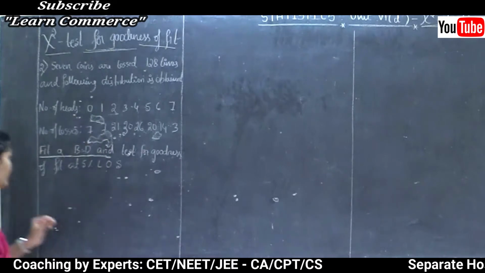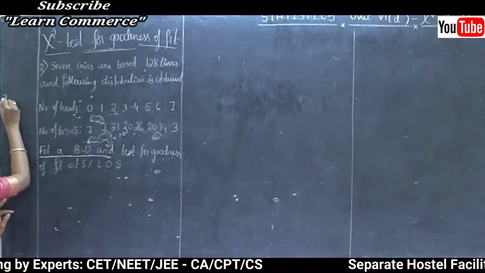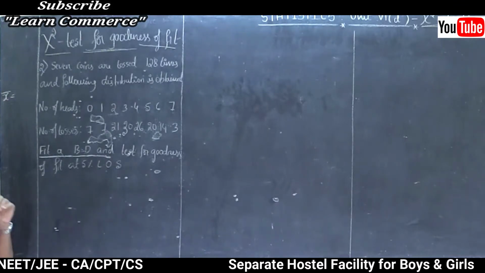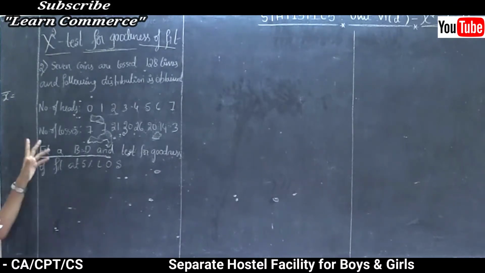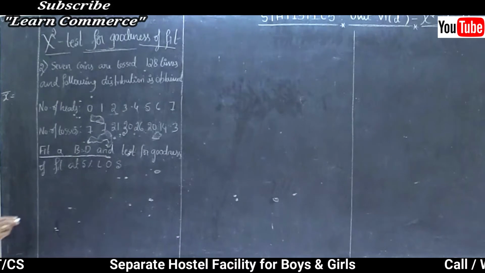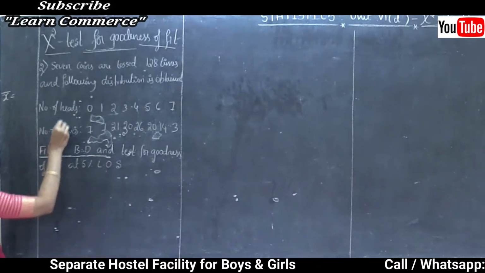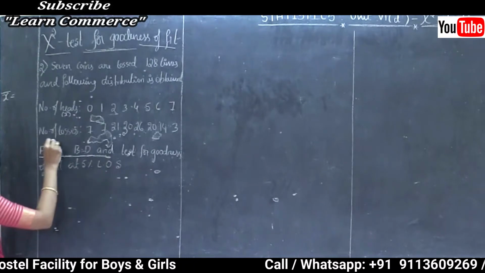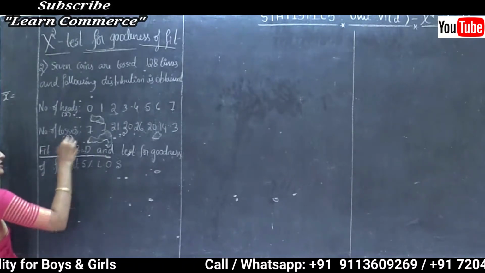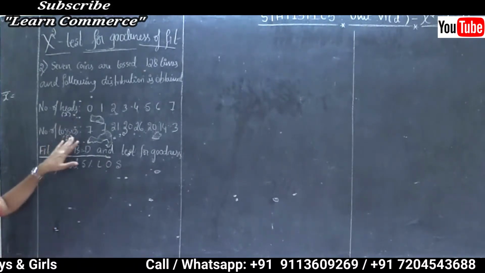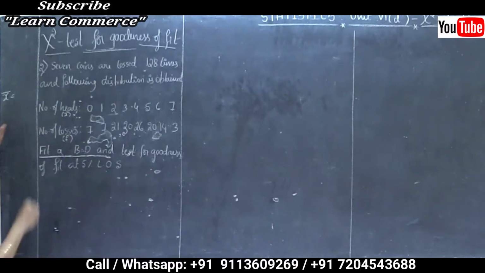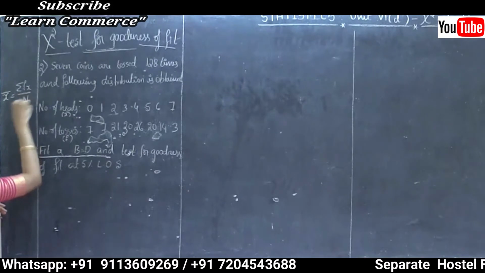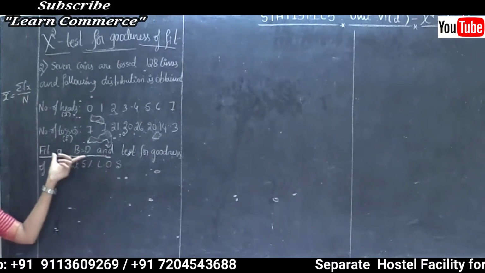In step 1, first we need to find the mean of the given observations. The mean is denoted by x bar. Here the given observations are the number of heads, denoted by x, and the number of tosses are the frequencies f. So how to find x bar? That is summation fx divided by capital N. Okay, this is step 1 to fit a binomial distribution.